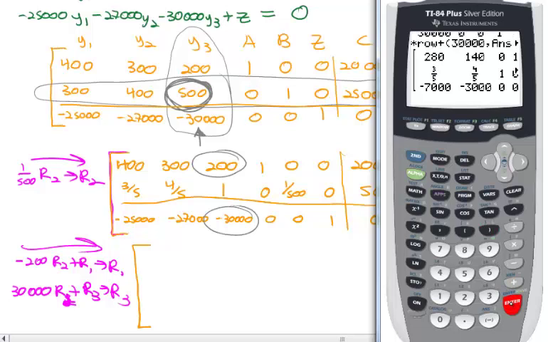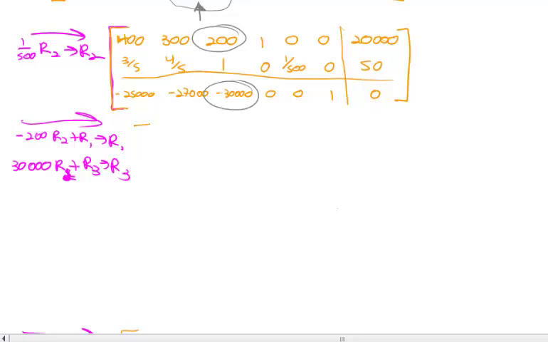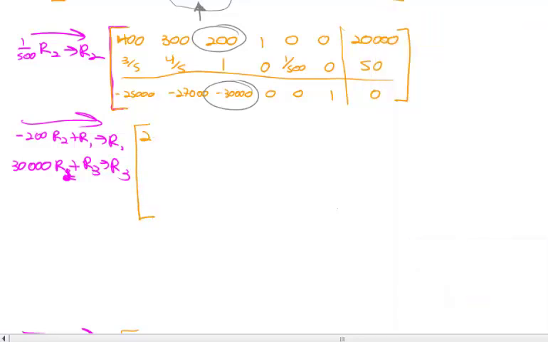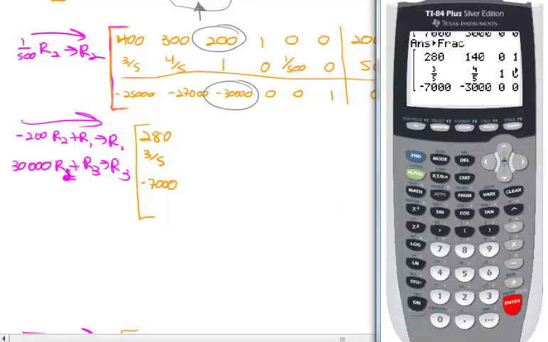I don't see any decimals, so I think we're going to be okay. Some calculators may revert back to decimals instead of fractions, but we did not, so we're good to just copy this guy. We have 280, 3/5, and negative 7,000. Then we have 140, 4/5, and negative 3,000.